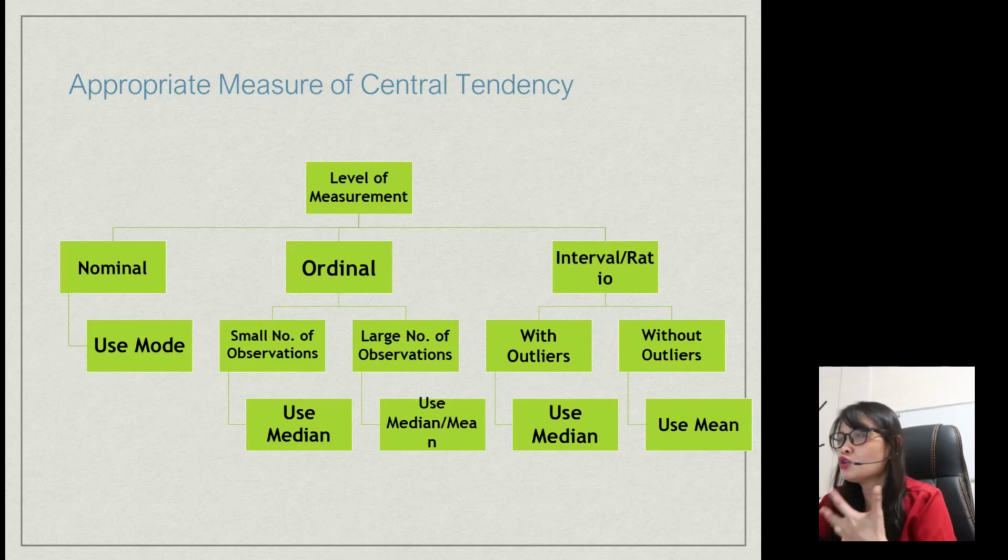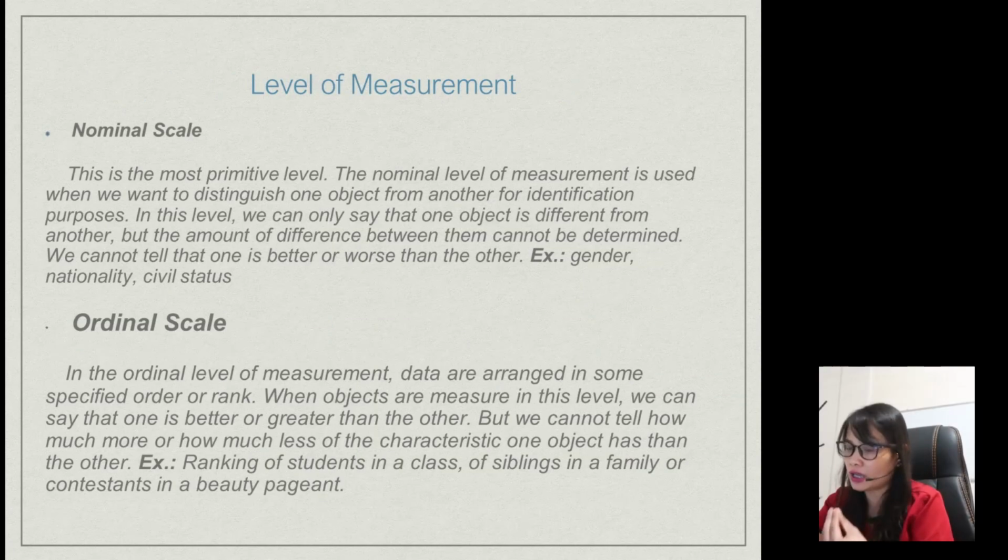Okay. But how do you differentiate the three? So when I'm saying nominal scale, this is the most primitive level. The nominal level of measurement is used when we want to distinguish one object from another for identification purposes. Okay? In this level, we can only say that one object is different from the other, but the amount of difference between them cannot be determined.